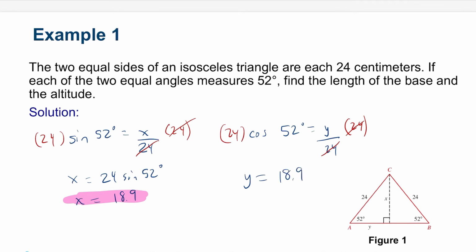All right, so we got the same for the two sides. All right, so that's how we would do this problem. All right, let's move on to the next example.